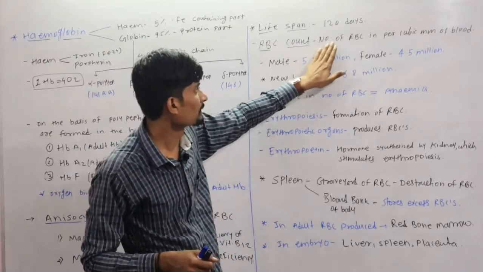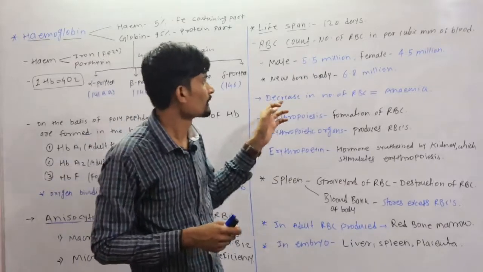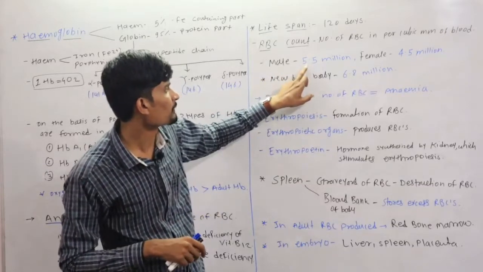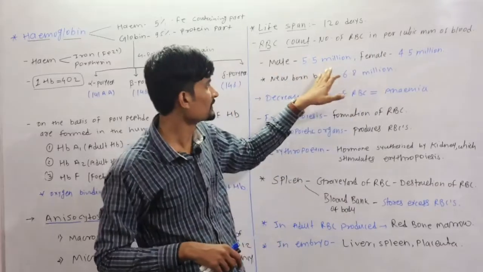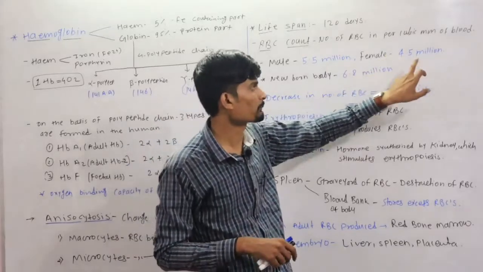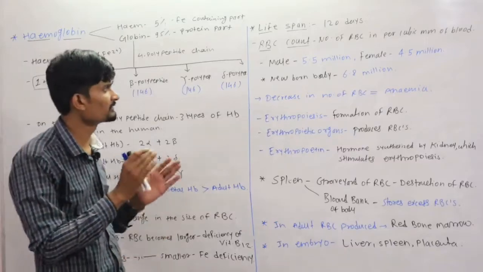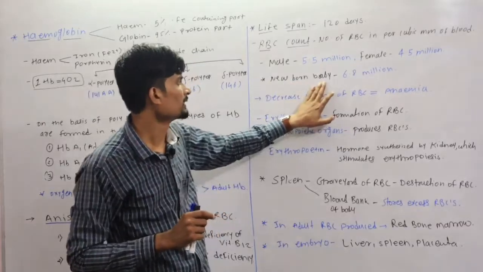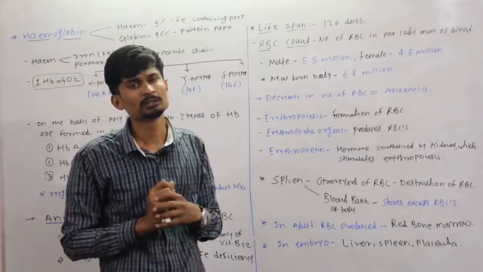RBC count means the number of RBC per cubic mm of blood. So RBC count varies in the male, female and the newborn. In male, there are 5.5 million RBCs per cubic mm of blood. The unit is common, that is per cubic mm of blood. And in female, there are 4.5 million RBCs per cubic mm of blood. So RBCs in female are less than the male. Then newborn baby. In newborn baby, the RBCs are 6.8 million per cubic mm of blood.